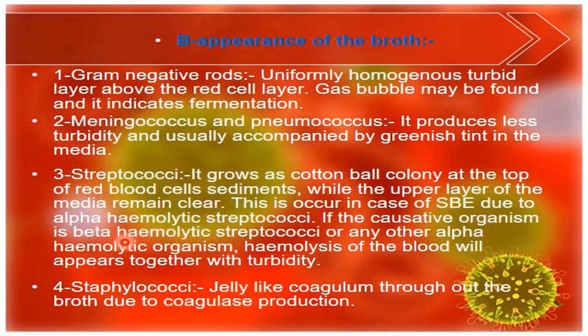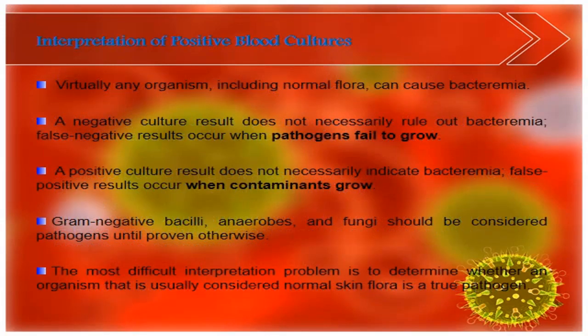If the causative organism is beta hemolytic streptococci or any other hemolytic organism, hemolysis of the blood will appear together with the turbidity. And in case of staphylococcal infection, Staph aureus produces coagulase enzyme, thus a jelly-like coagulum appears throughout the broth due to coagulase production. Thus, a jelly-like coagulum appears in the broth of blood culture bottles in staphylococcal infection.